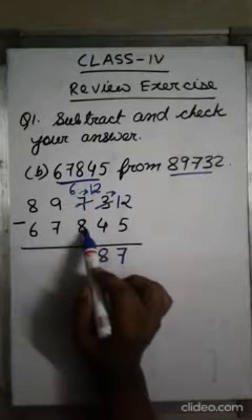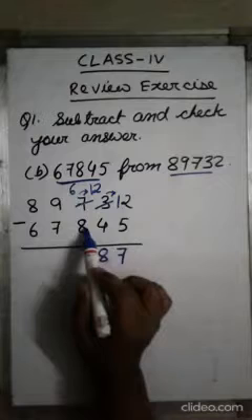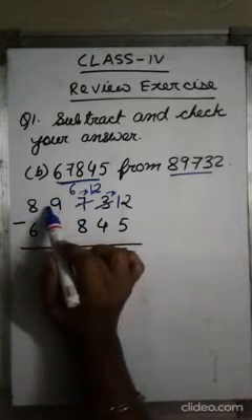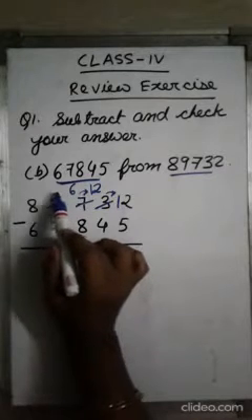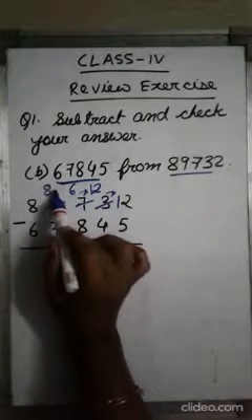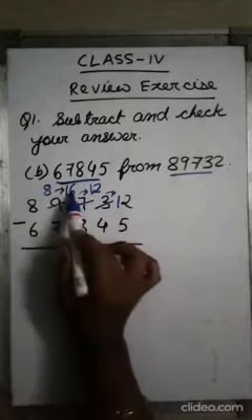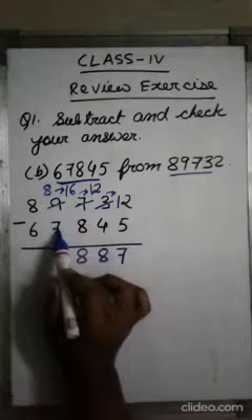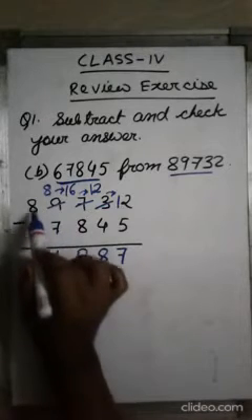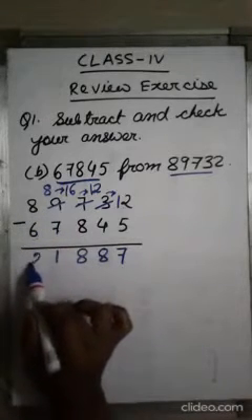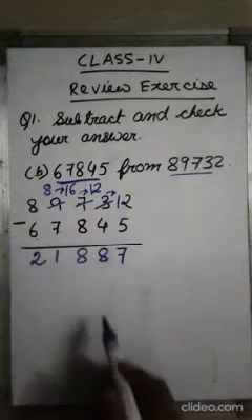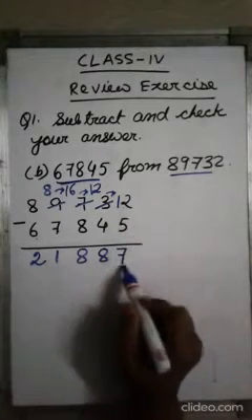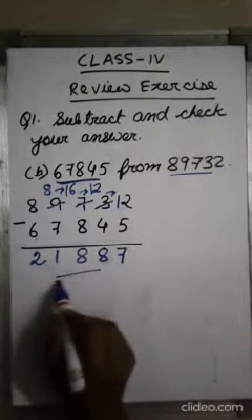Now 6 minus 8. 8 is again greater than 6. You have to borrow 1 one more time. So if I borrow, it becomes 16. 16 minus 8 is 8. 8 minus 7 is 1. 8 minus 6 is 2. So you got the answer 21,887.